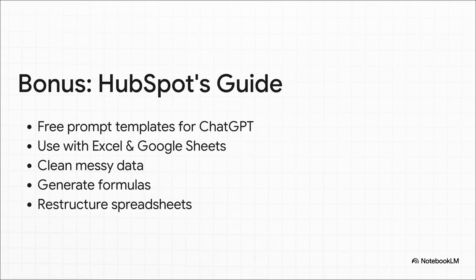Pretty neat. And to bring this all full circle, back to that generalist AI we started with, our source pointed out this fantastic free guide from HubSpot. It's packed with prompt templates for using ChatGPT with Excel and Google Sheets, helping you do specialized tasks like cleaning up messy data or generating complex formulas just by asking in plain English.